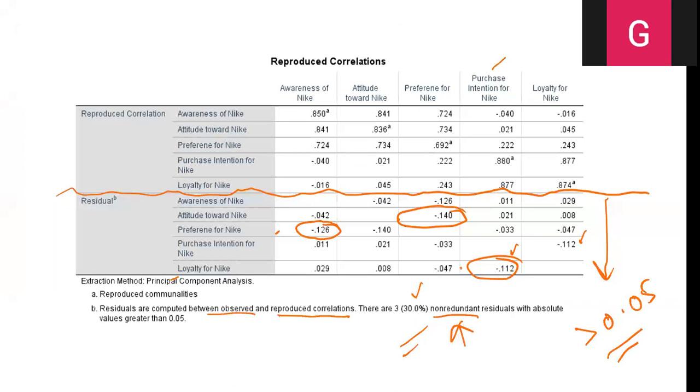Okay. So what is this? Or you just see this. This is something that SPSS will do itself. Residuals are computed between observed and reproduced correlation. There are three, that is 30% non-redundant residuals with absolute values greater than 0.05. So you are looking at absolute values. You are ignoring negatives here. Okay, got it.